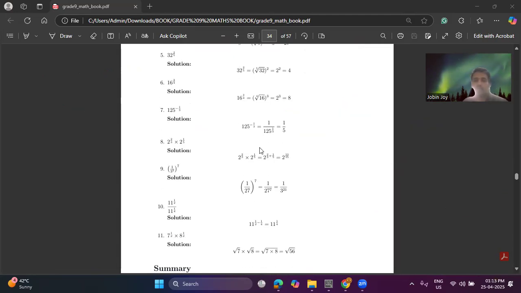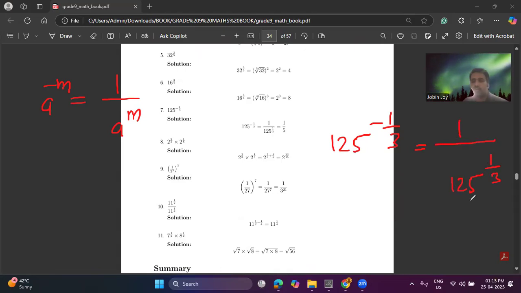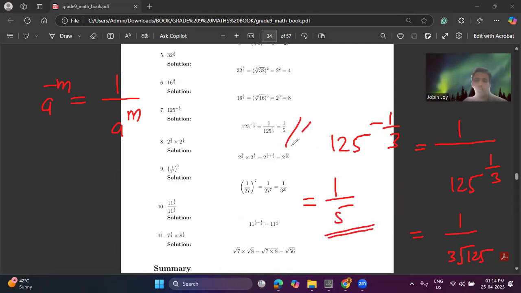Next is 125 raised to minus 1 by 3. I can write a raised to minus m, which we studied, equal to 1 by a raised to m. So this will be 1 by 125, the whole raised to 1 by 3, which means the cube root of 125. What is the cube root of 125? 5. So the answer is 1 by 5.